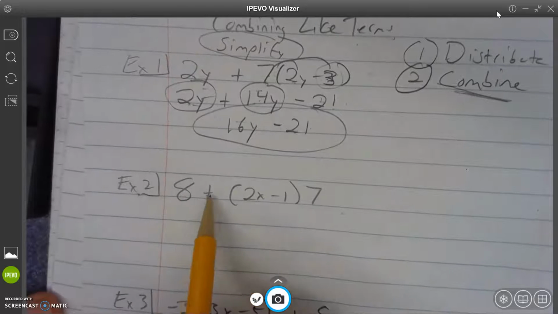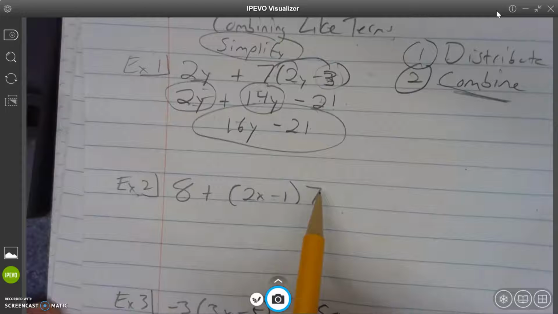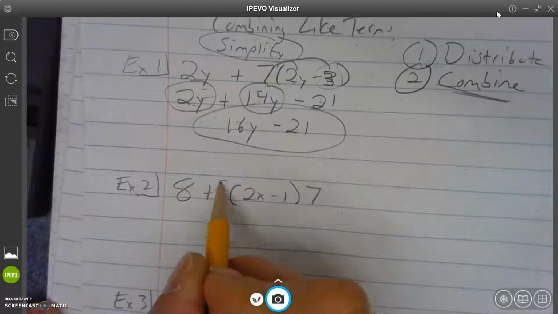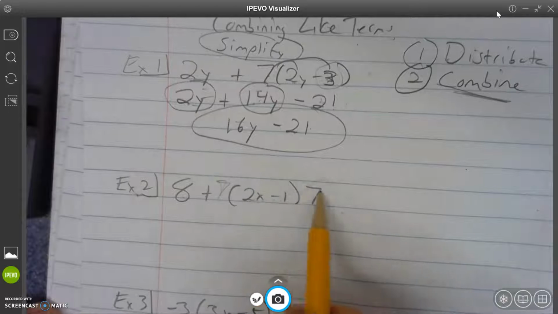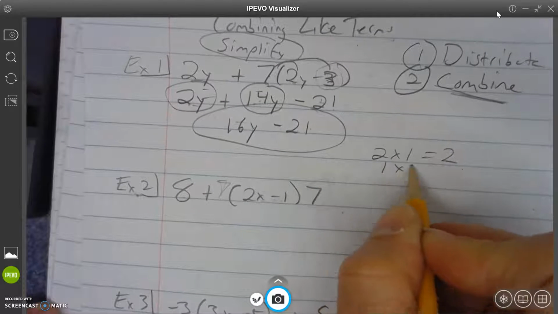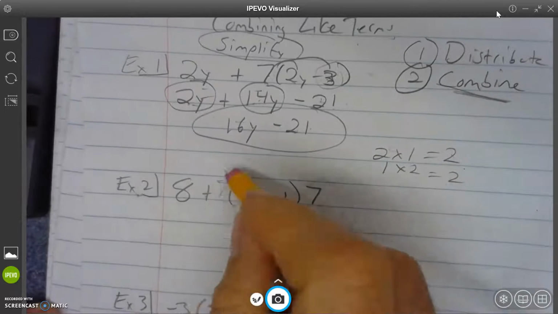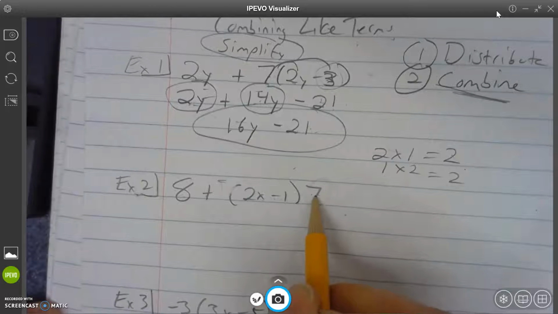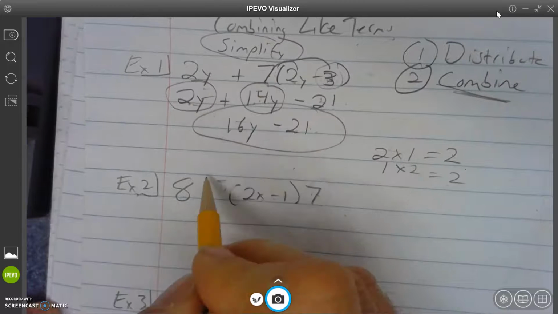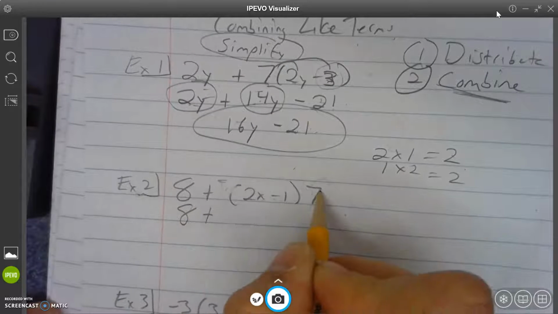Example 2: 8 plus 2x minus 1 times 7. Uh-oh. So the 7 is right here. What is it doing over here? It could be over here, but it doesn't really matter because when you multiply, 2 times 1 and 1 times 2 is the same thing. So it doesn't matter the order when you multiply. This is just trying to trick you because this 7 is on the outside, on the right side rather than the left side like we're used to. It doesn't matter.